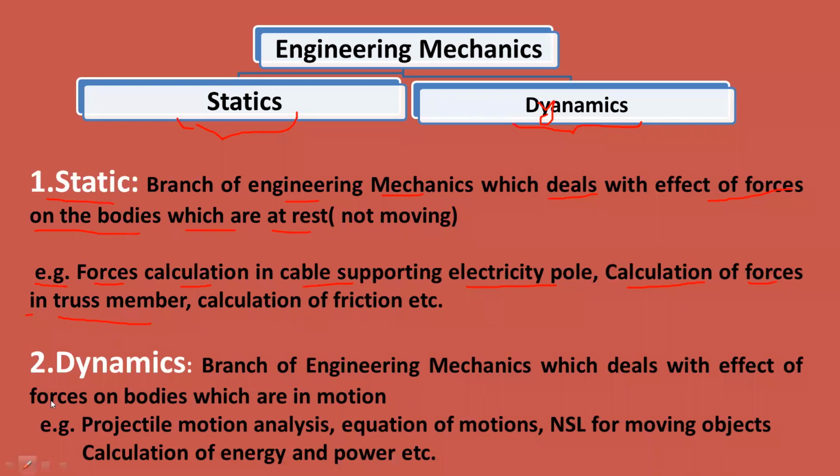So the dynamics is a branch of engineering mechanics which deals with the effect of forces on bodies which are in motion. Okay. So what is the example for the dynamics? Projectile motion analysis. That means if you throw one object, and if you know the initial velocity and initial angle of projection, then you can find out its range. Also, you can find out its maximum height and the velocity with which the object will hit the ground.